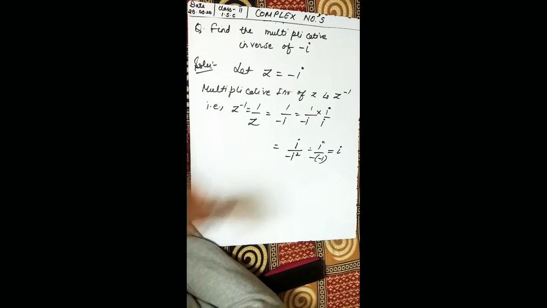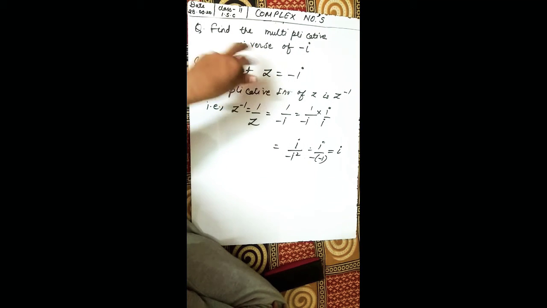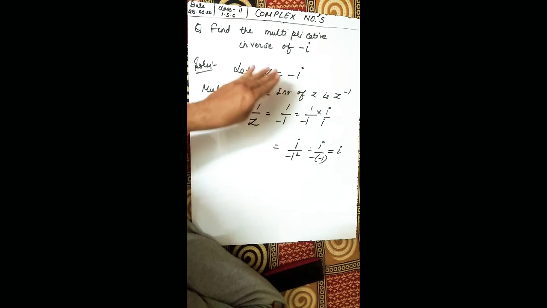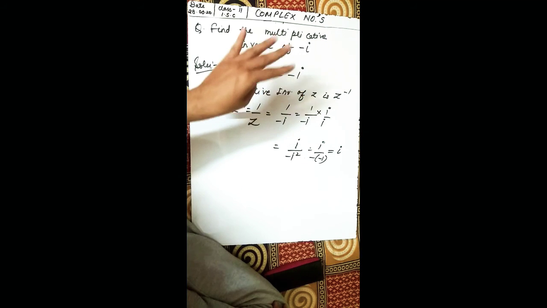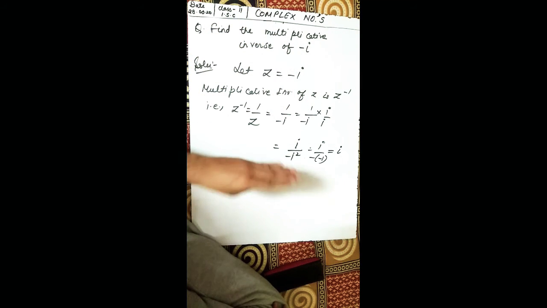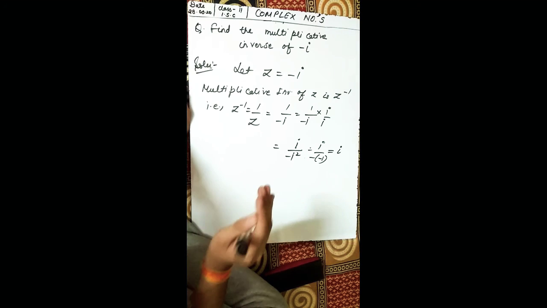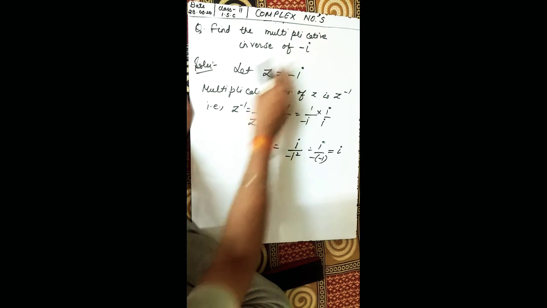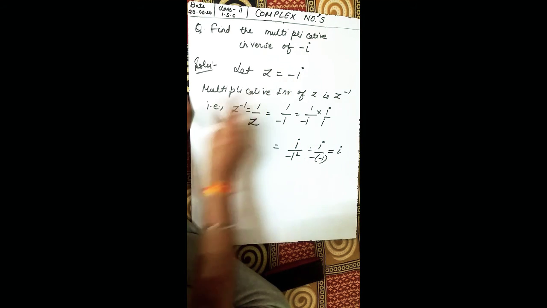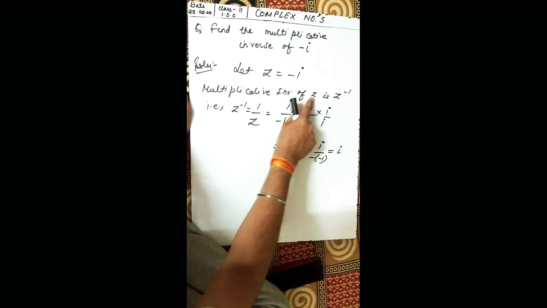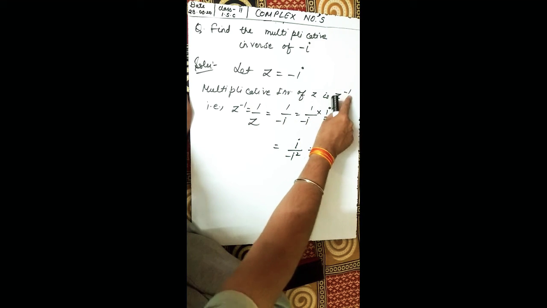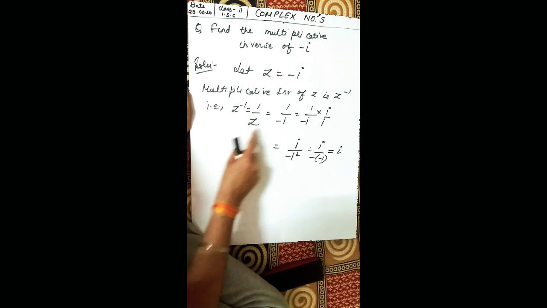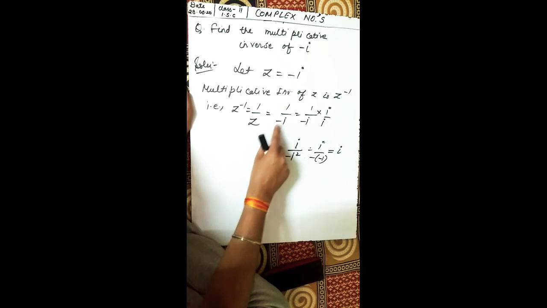Okay, this is a different kind of question for us: find the multiplicative inverse of minus i. See, multiplicative inverse, I think we haven't taken this topic in the basic part, so let us understand with the question itself. If you want to find the multiplicative inverse of any number, then you consider that as z, so z is equal to minus i. Now the multiplicative inverse of z is z inverse, that is z to the power minus 1, which can be written as 1 upon z. And z as we have is minus i, so 1 upon minus i.